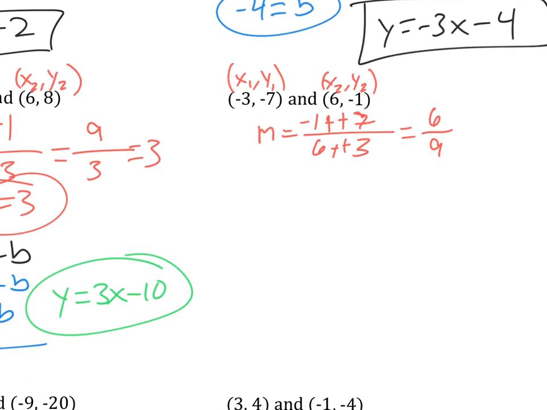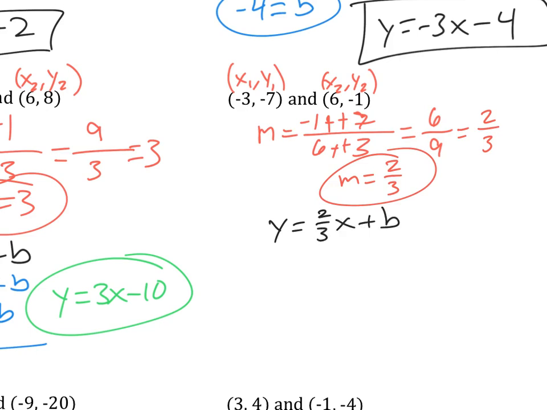Now we can simplify this. They both have a factor of 3. 6 and 9 both have a factor of 3, so this simplifies down to 2/3. So our slope m is going to be equal to 2/3. And now we can use our equation. So we'll have y equals 2/3 x plus b.